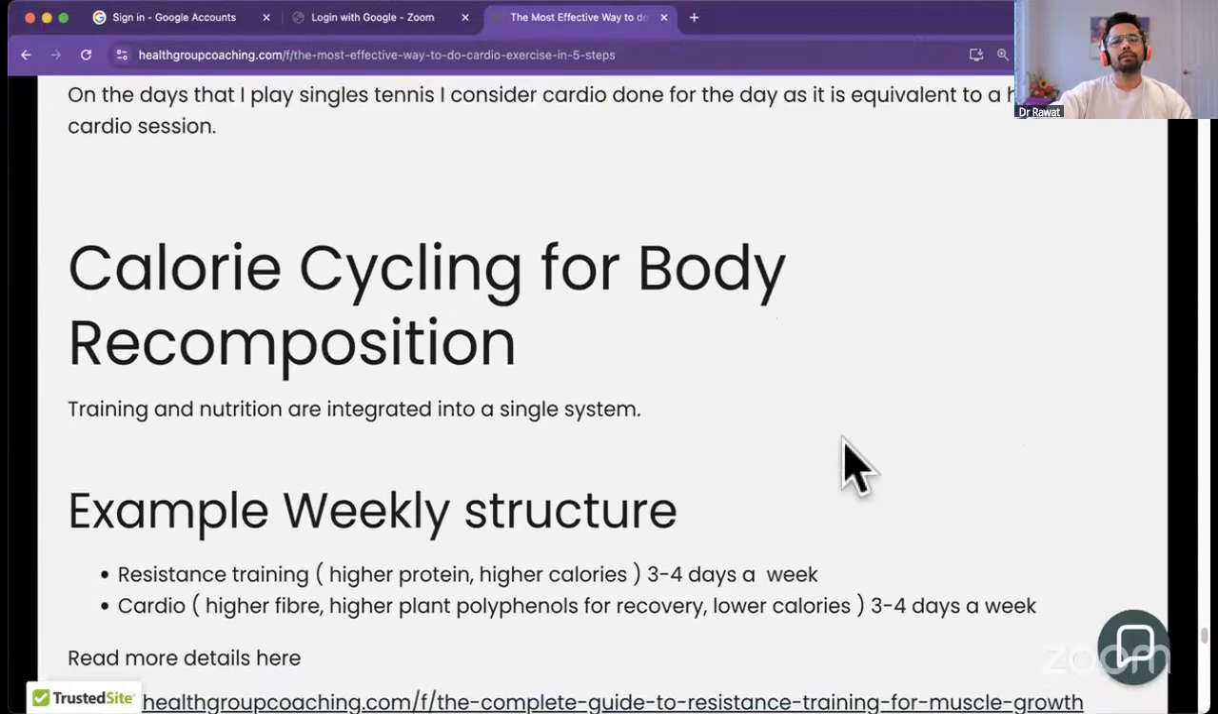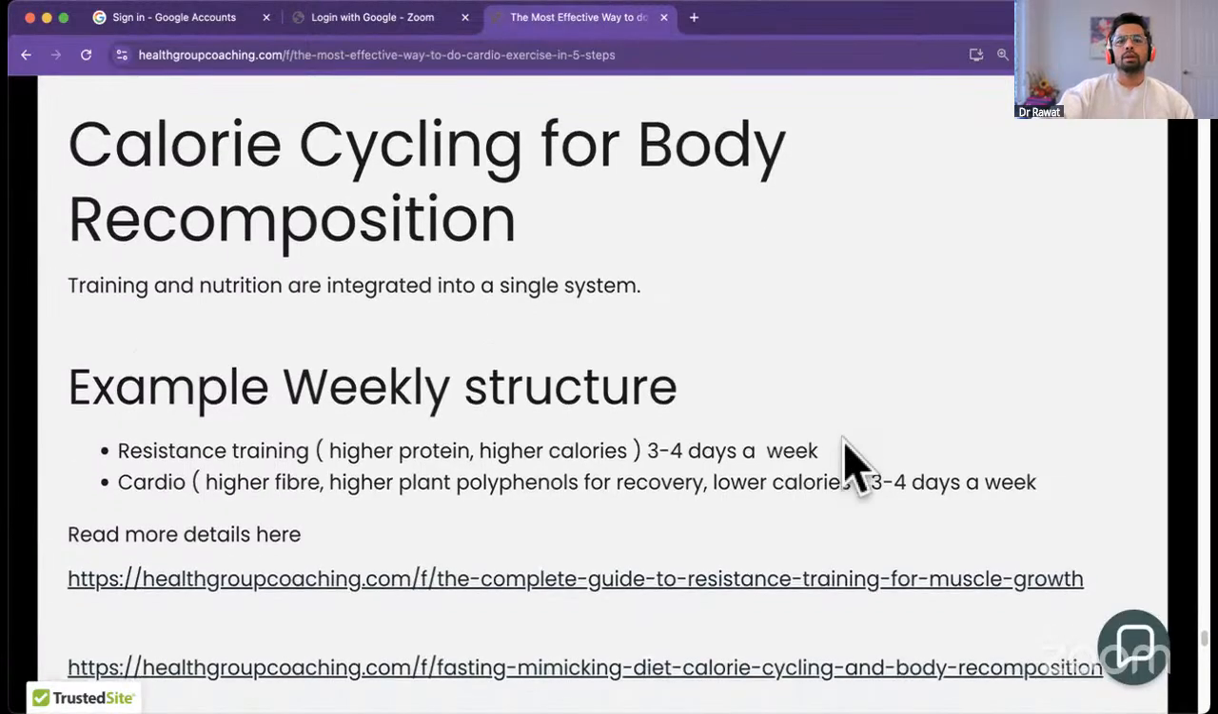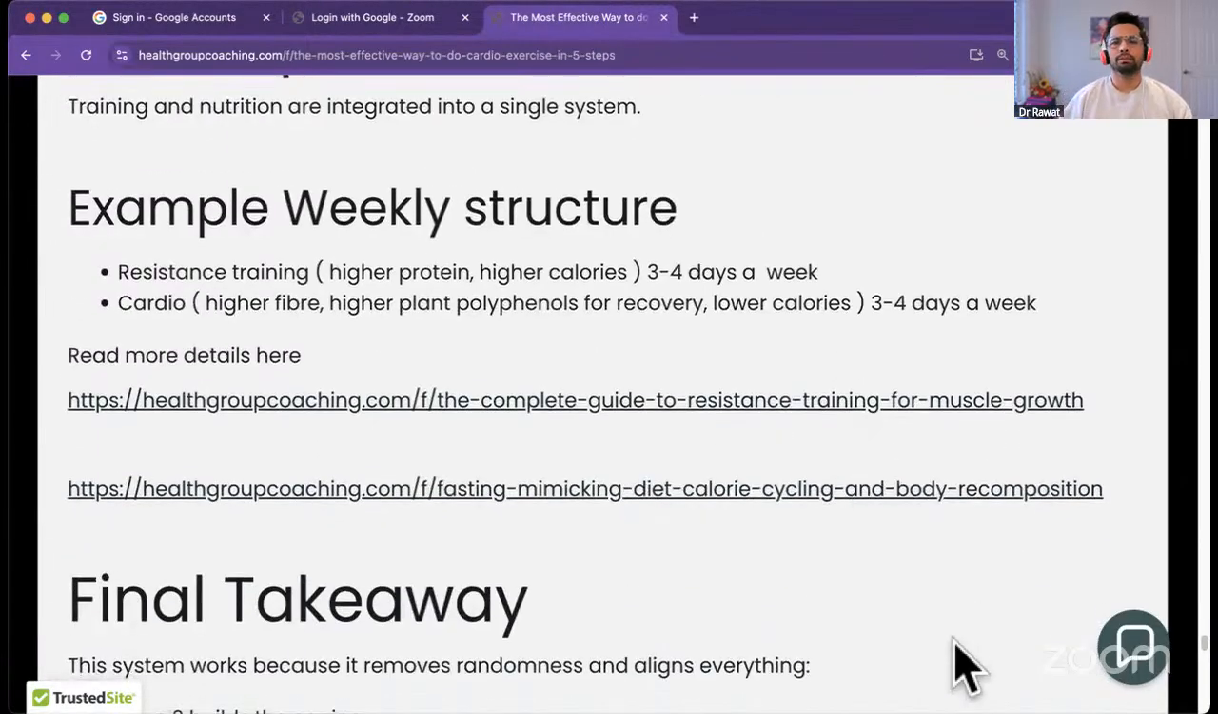And finally, step five would be to mix in calorie cycling with this. So you could do resistance training, higher protein, higher calories, 3 to 4 days a week. And then you can do cardio with more fiber, more plant polyphenols for recovery, and also lower calories, 3 to 4 days a week. Remember, whatever calories your app tells you, don't stick to the same exact calories every single day. Divide your week into resistance training days and fat burning days.